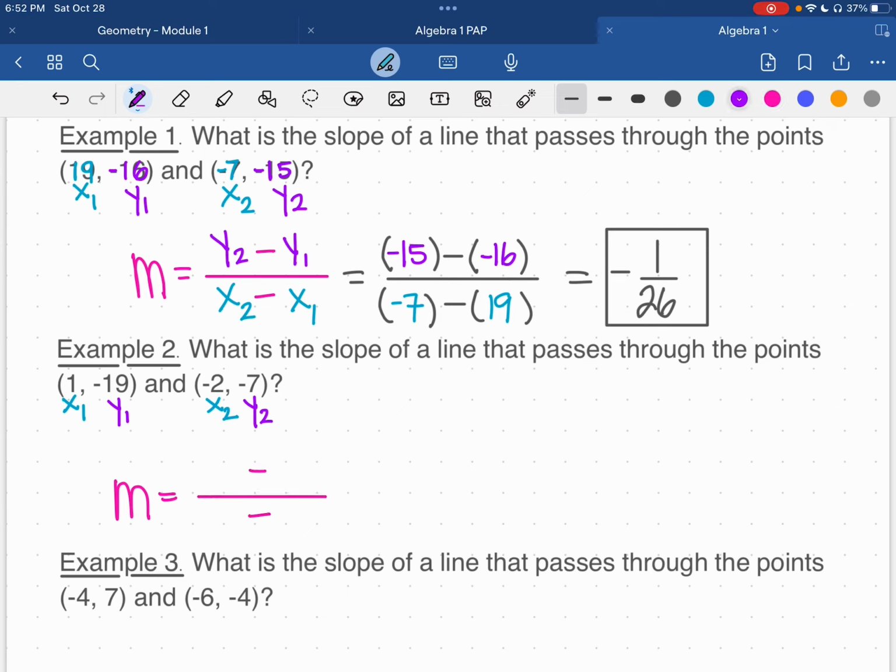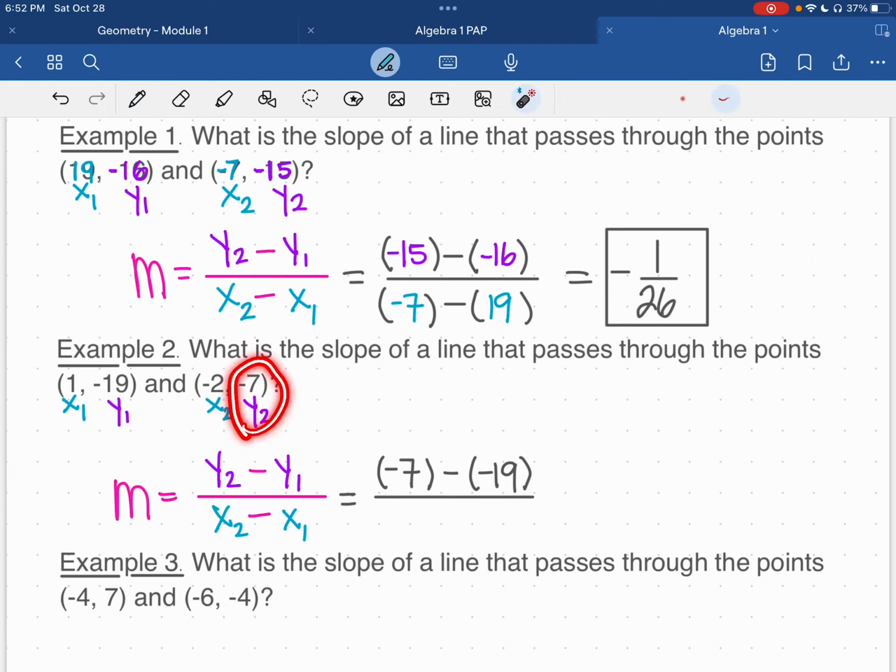Now I'm going to write down the formula, because when I have a formula, it's always a good idea to start by writing that formula down. And now I can get ready to substitute. Remember, if I'd like, I can use my parentheses to help me substitute on the top: -7 for y2, and -19 for y1. I can do the same thing on the bottom.